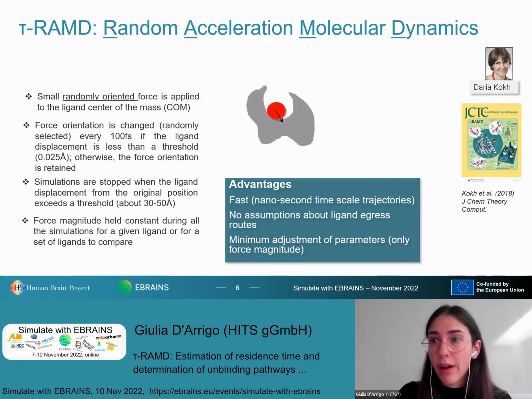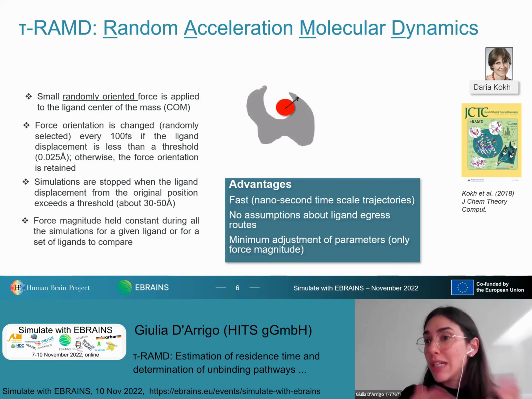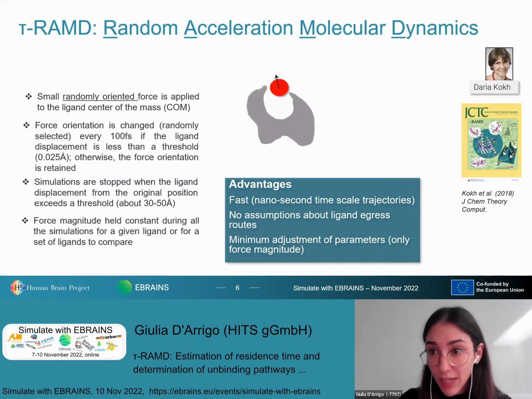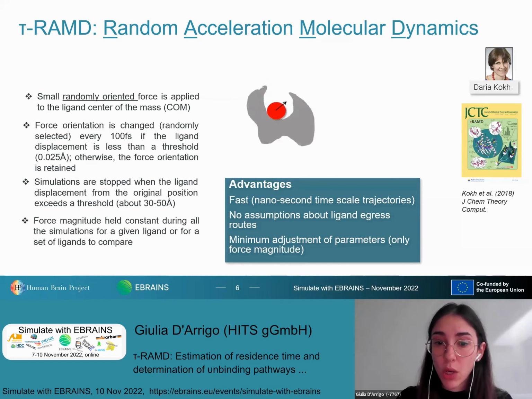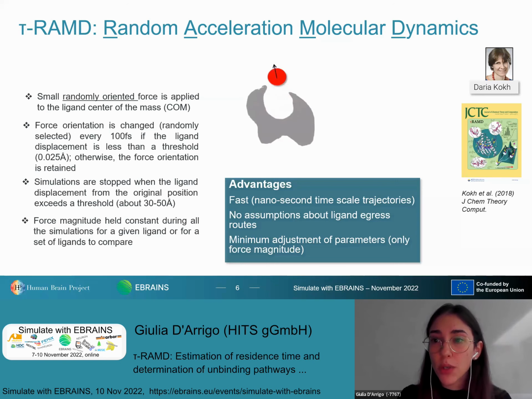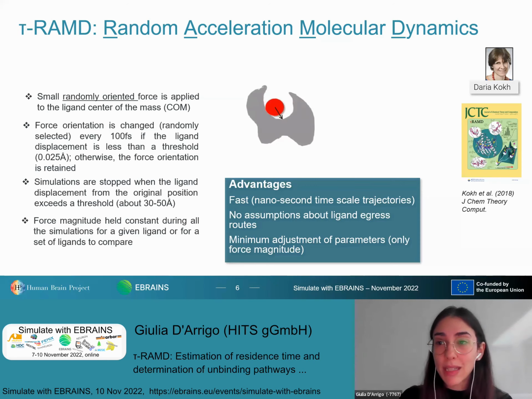The first, of course, is that we are able to observe a dissociation event in a very short timescale because, as I said just a couple of slides before, typically an unbinding event takes hours or days, and here basically we are speeding up the process, and therefore we are able to see it in the nanosecond timescale. And this is important to stress because, of course, the estimation of the residence time that we get from TauRMD simulation is not an absolute residence time, but is rather a relative residence time because it's, of course, expressed in nanoseconds.